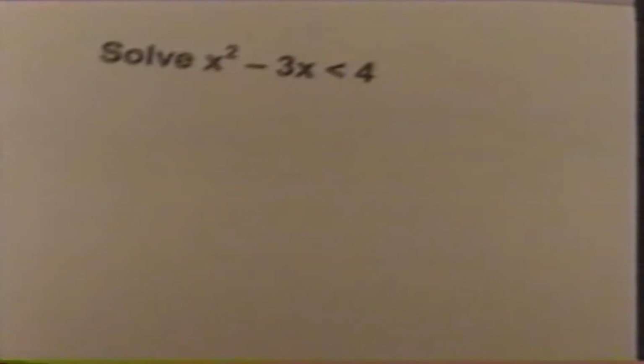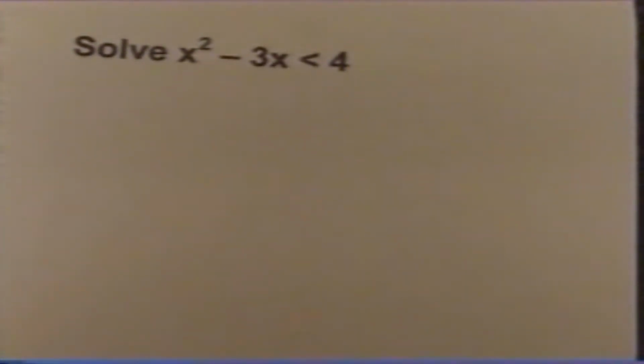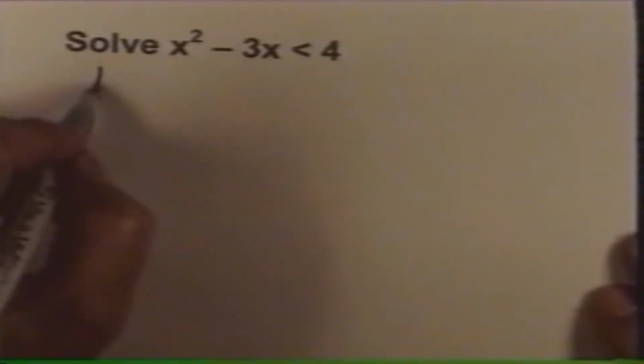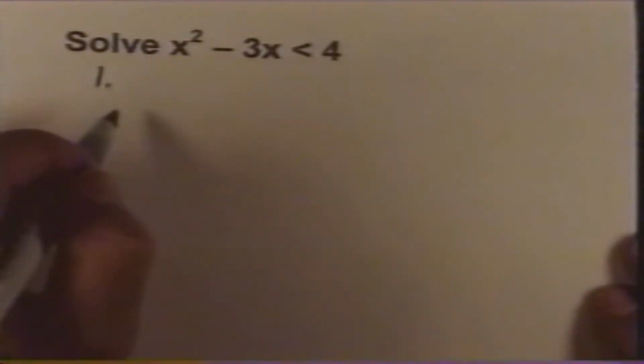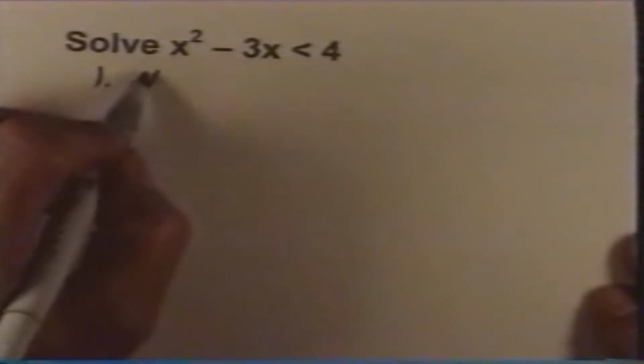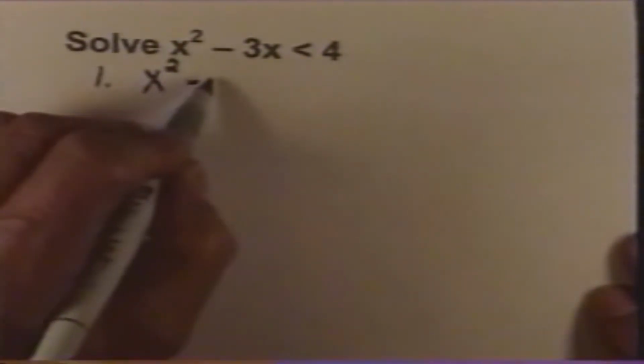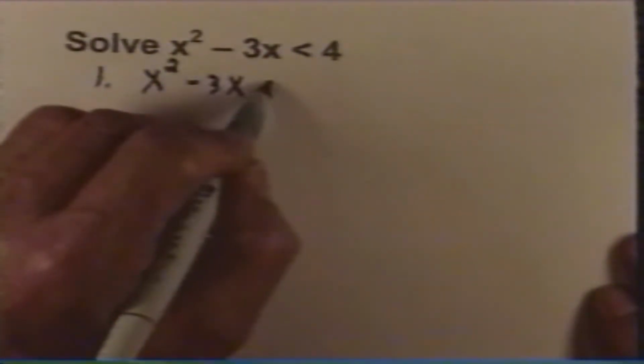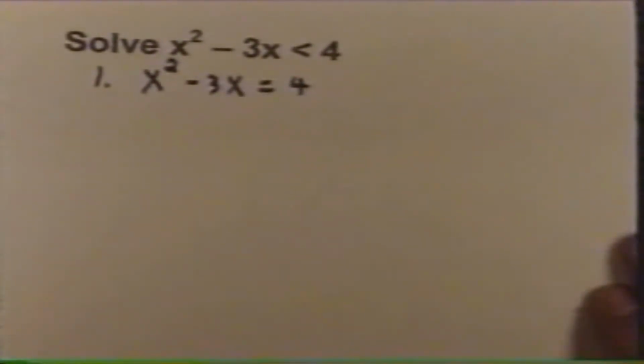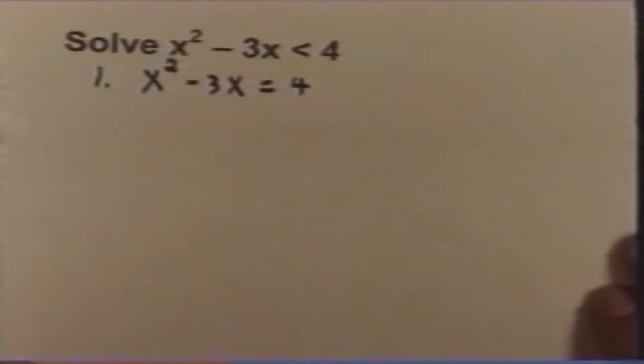Let's look at another example. Let's solve x squared, subtract 3x is less than 4. You've seen this one before, but this time let's get an actual solution for it. Step 1. Solve the related equation, which is going to be x squared minus 3x is equal to 4. So just replace the inequality with equals. And that would be the related equation.